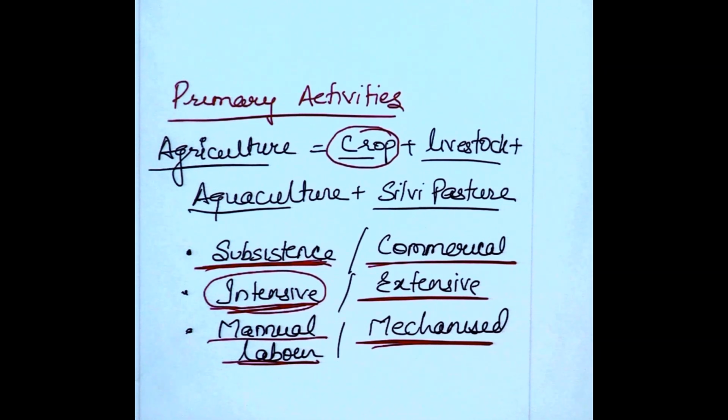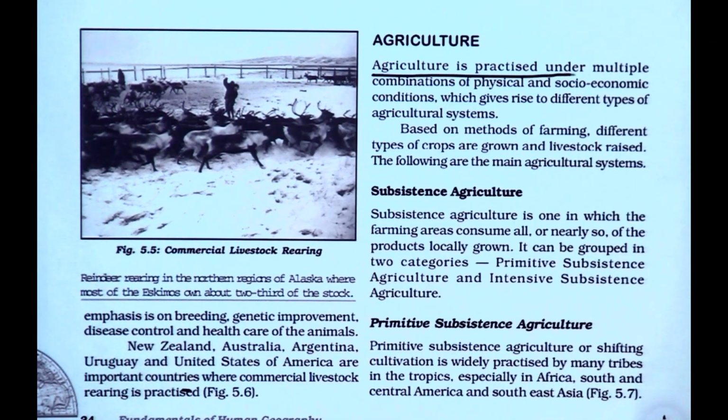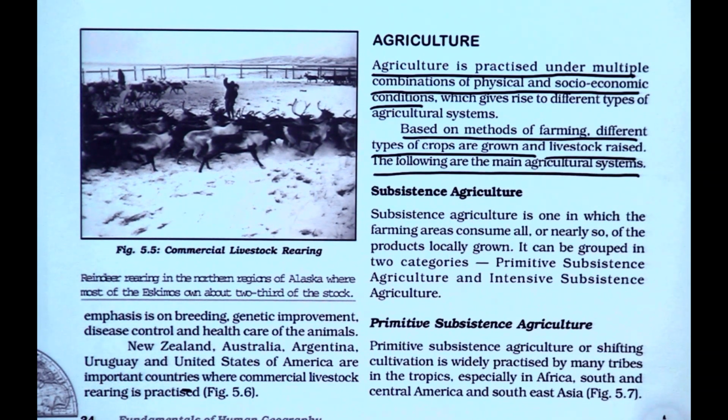So going back to NCERT, we are now picking up agriculture. Which are the two primary activities from NCERT that we have covered? Hunting, gathering, and nomadism with rearing of animals, or livestock centric agriculture. Agriculture is practiced under multiple combinations of physical and socio-economic conditions. Based on the methods of farming, different types of crops are grown and livestock raised. There are main agricultural systems which are being focused on in NCERT.